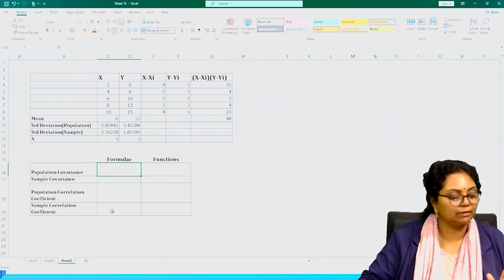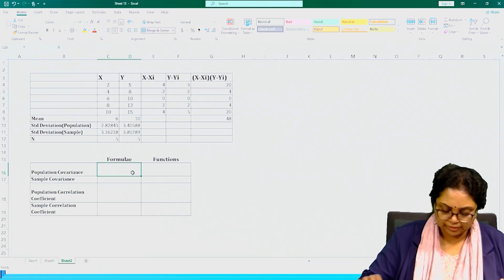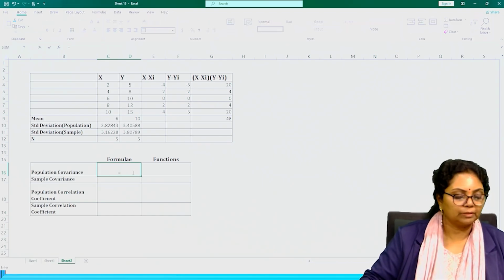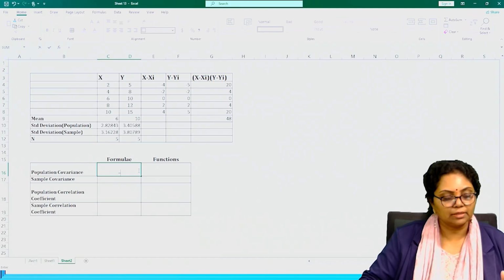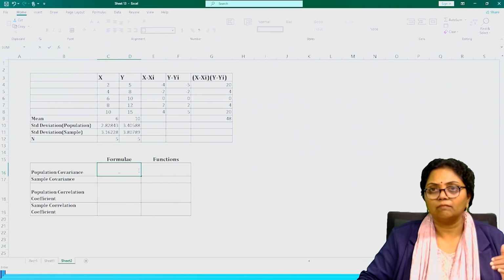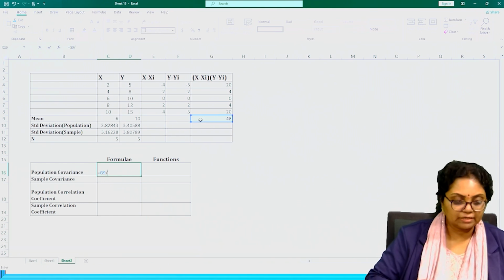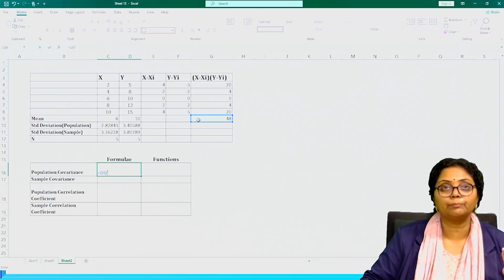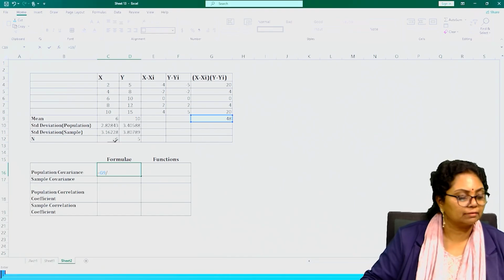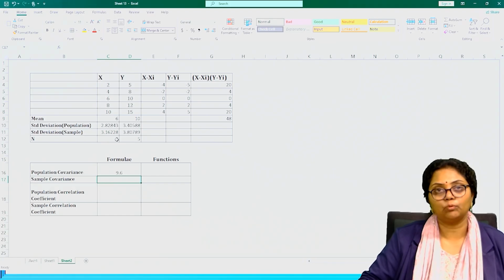Since we have done up to this, we are now going to make use of the formula for population covariance. Population covariance is equal to summation i equal to 1 to n, x minus x bar into y minus y bar. Here I am representing x as xi and y as yi. So simply I am making use of G9 divided by how many observations are there? We are going to use the population first. Population means here the number is n. So simply put n. We are getting the answer 9.6.